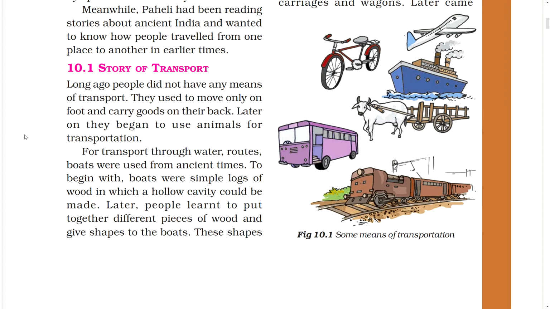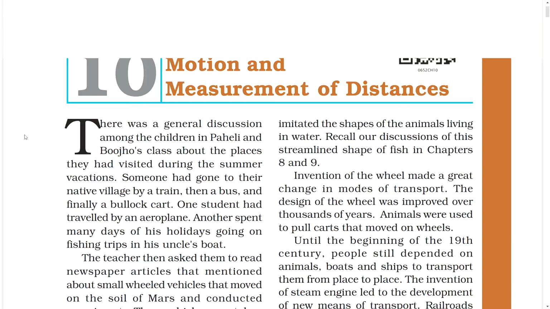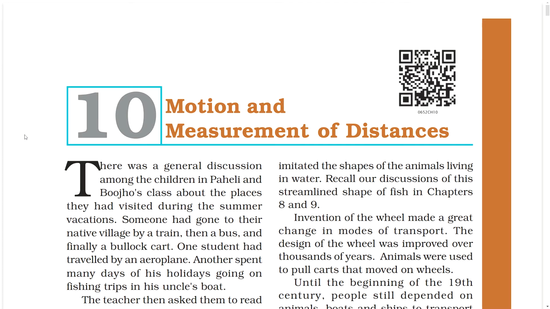These shapes imitated the shapes of the animals living in water. Recall our discussion of the streamlined shape of fish in chapters 8 and 9. Invention of the wheel made a great change in modes of transport. The design of the wheel was improved over thousands of years. Animals were used to pull carts that moved on wheels.